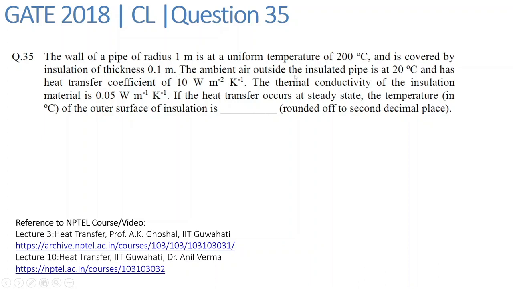The ambient air outside the insulated pipe is at 20 degrees Celsius and has a heat transfer coefficient of 10 watt per meter square Kelvin. The thermal conductivity of the insulation material is 0.05 watt per meter Kelvin. If the heat transfer occurs at steady state, the temperature in degrees Celsius of the outer surface of insulation is this. So for the given system of cylinder and insulation, we have to find the temperature at the outer surface of insulation.